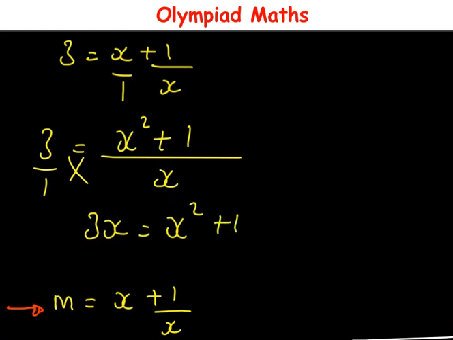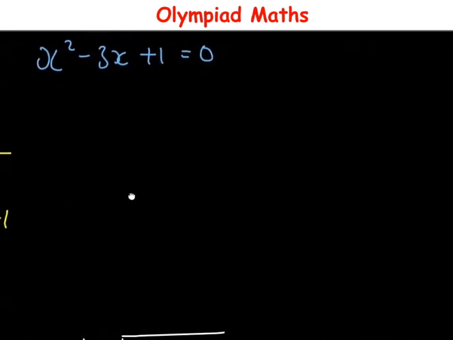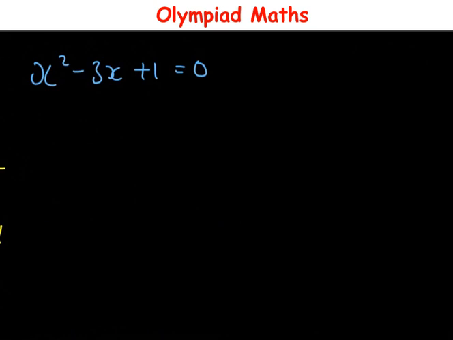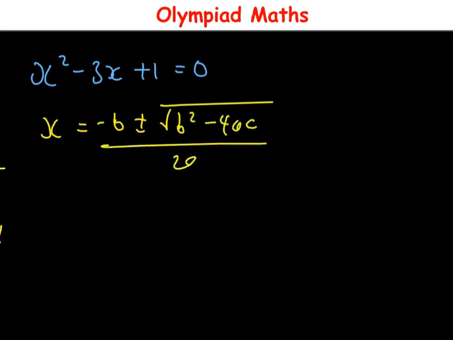And from here, if we move 3x over to this side, what we have is x squared minus 3x plus 1 equals 0. So looking at this, we have a quadratic equation. To then solve this, we're going to make use of the quadratic formula, which is given by x is equal to minus b plus or minus square root b squared minus 4ac all over 2a. And in this case, the value of a is the coefficient of x squared, which is 1. The value of b is the coefficient of x, which is minus 3, while the value of c is the constant, which is plus 1.